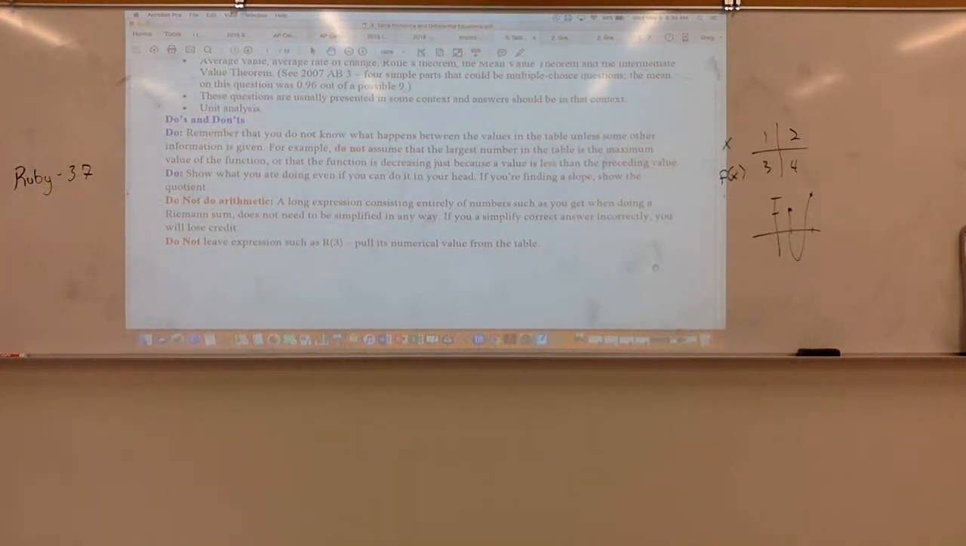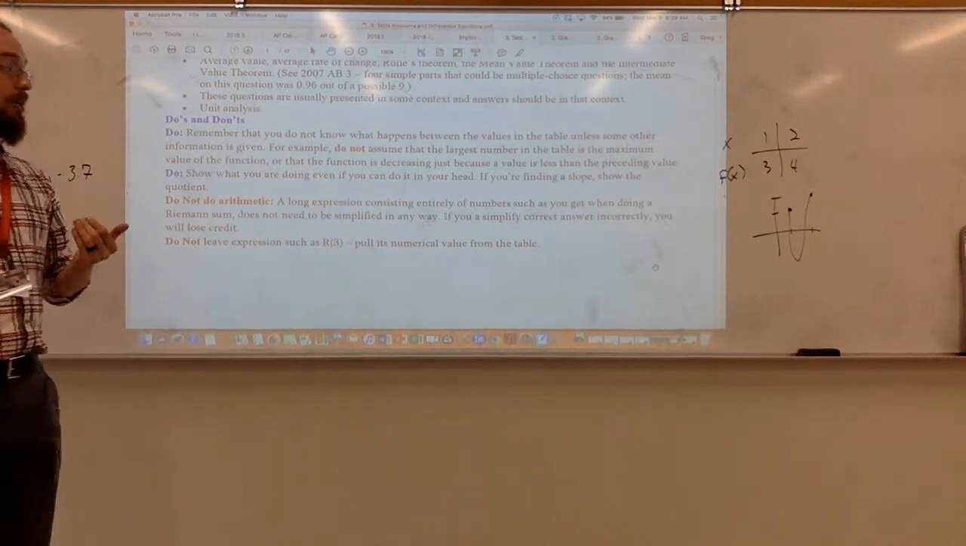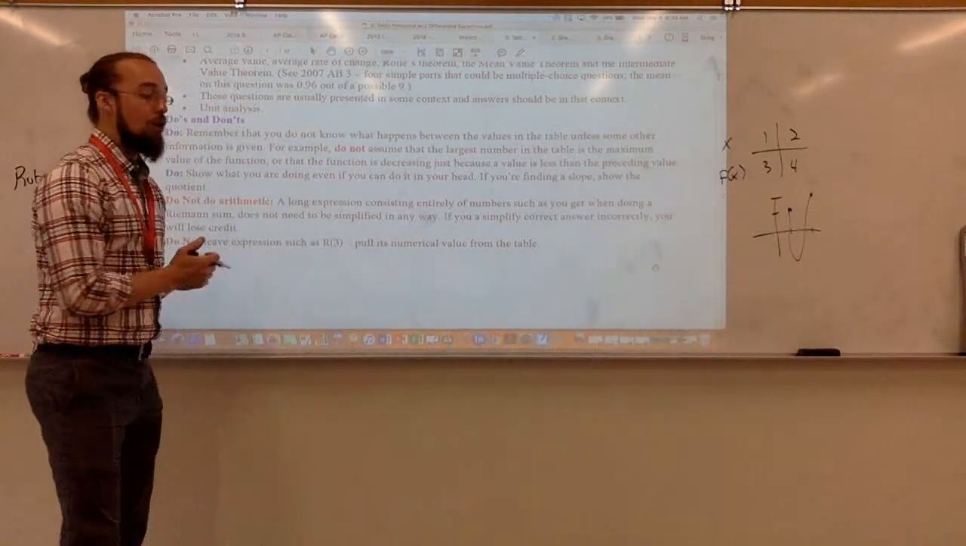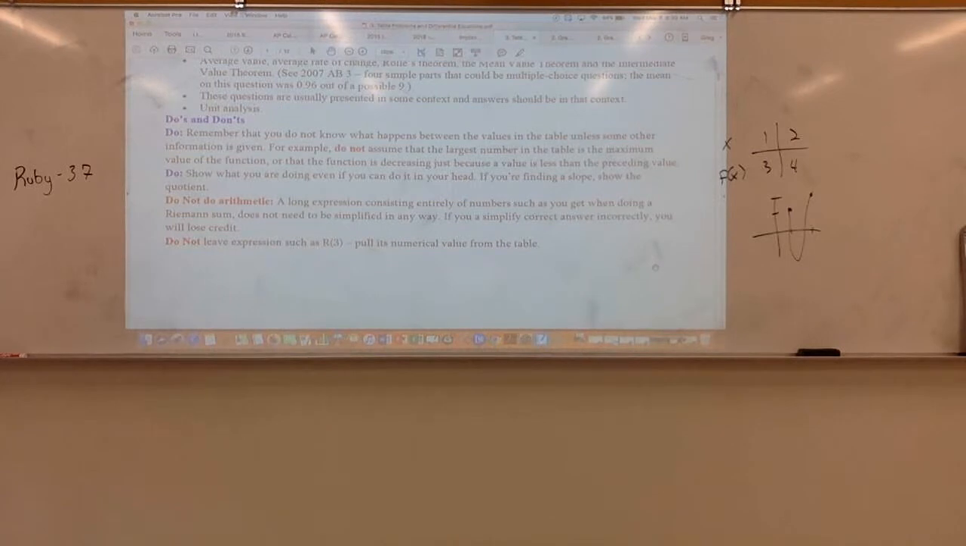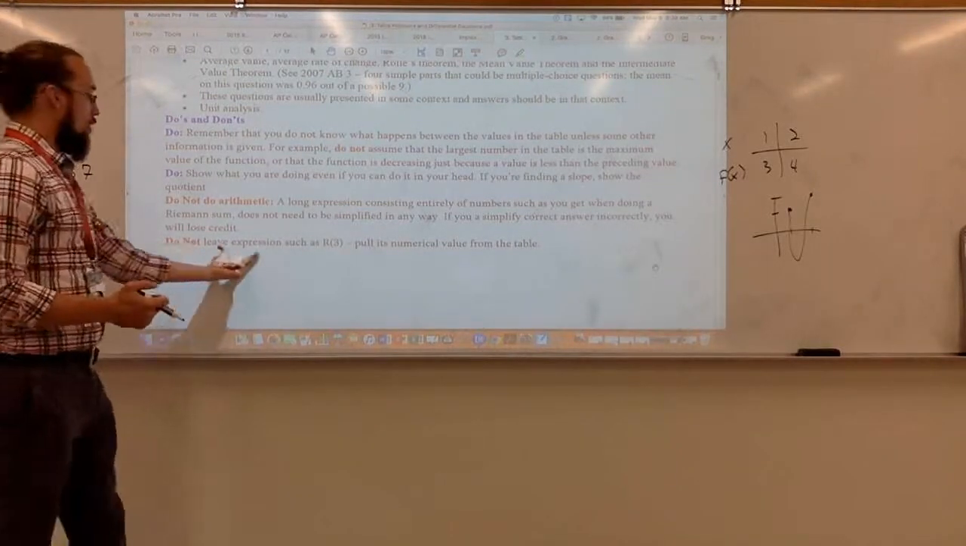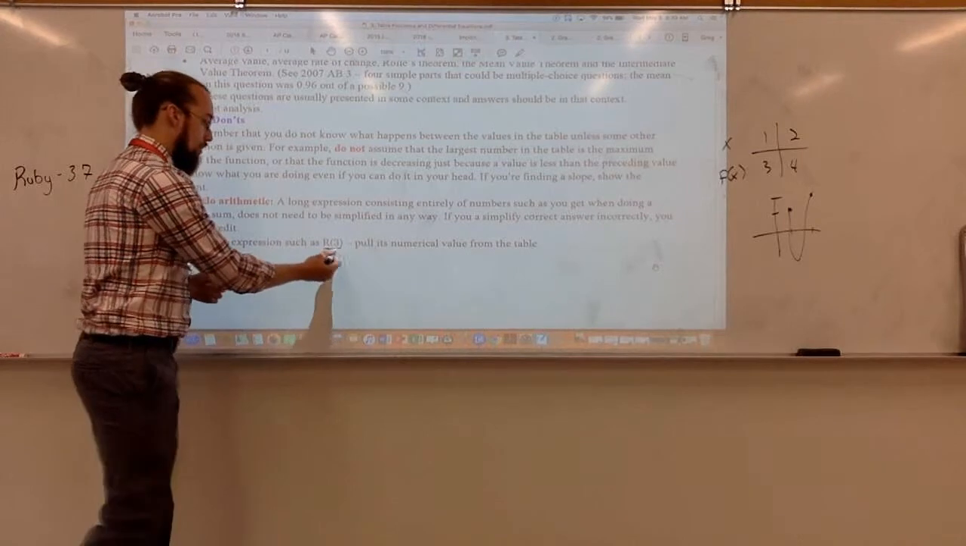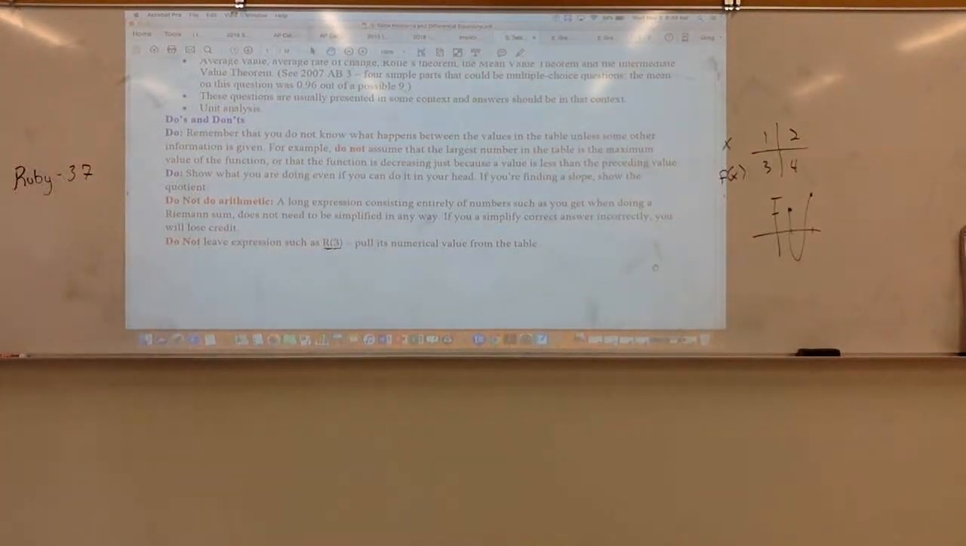So if you have some long string, especially when we're doing Riemann sums, a long string of numbers being added or subtracted, do not add and subtract. Just leave it as a big string of addition and subtraction. And also, don't leave expressions like r of 3. Make sure you pull out that numerical value.